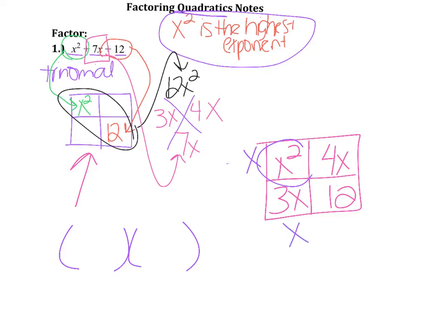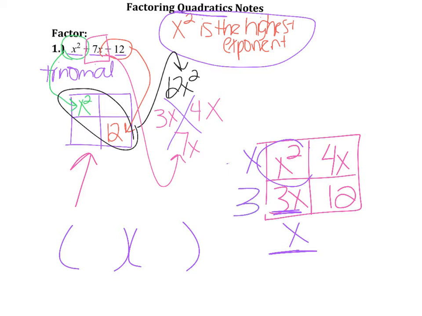All right, now we're kind of working backwards. We want to figure out what's going to go here. When we multiply with x, we get 3x. Well, 3 times x will give us 3x. So we are going to put a 3 out front.